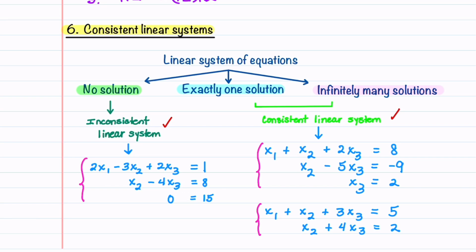Down at the bottom here, I've written down 3 linear systems of equations. By looking at the structure of these 3 systems, we're going to see if we can determine what type of solution they will have. Our first linear system has an equation 0 is equal to 15. This can't happen, so this is an example of a linear system that has no solution.